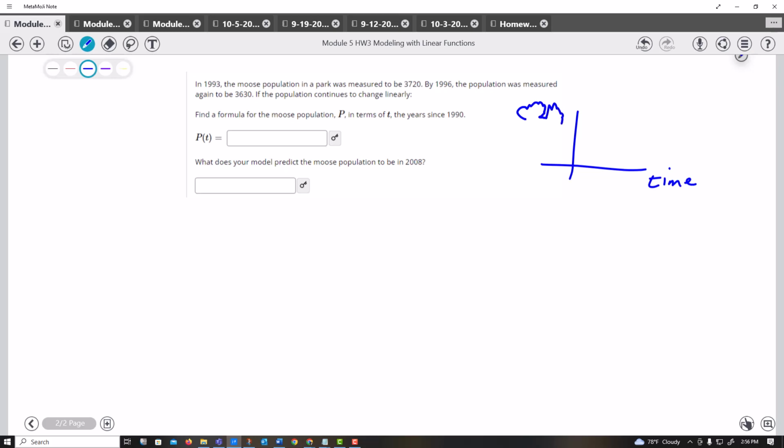Does that kind of look like a moose? My moose. Okay, maybe not, but that's my moose.